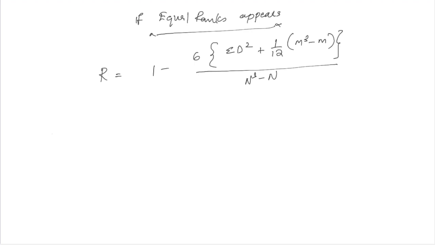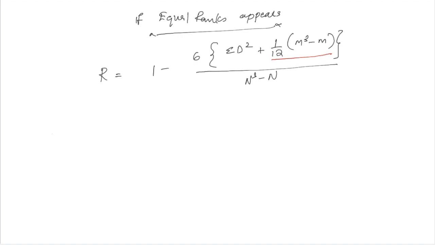So before going for that, this is the formula. If you look at this, there is a slight change, which is 1 by 12. There is an addition, right? So if equal ranks appear, r equals 1 minus 6 into sigma d square plus 1 by 12 into m cube minus m. M here stands for the number of repetitions, right? Suppose a value repeats 2 times, m will be 2, not the value.